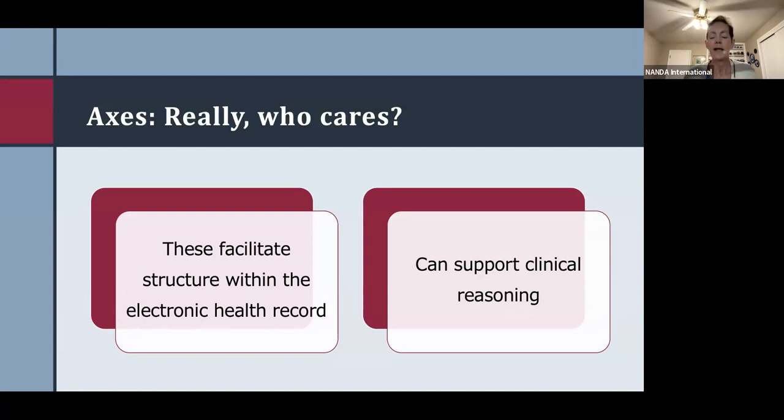So in this way, axes can help support our clinical reasoning. Within electronic health records or within electronic apps, for example, it can actually help support us in a way that as we are adding more and more information, it can help us narrow down more possible or more probably relevant diagnoses based on the axis terms and what we've identified in our assessments that link to those axes terms.